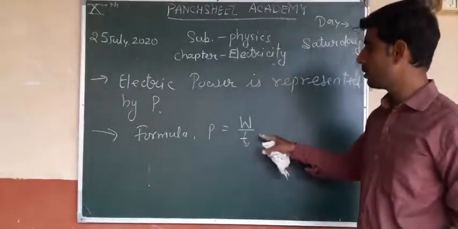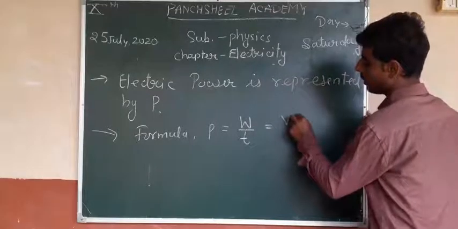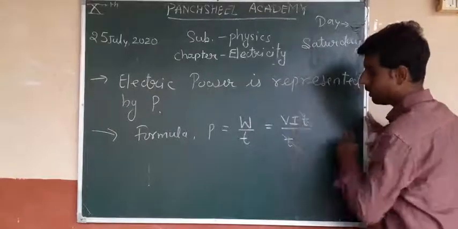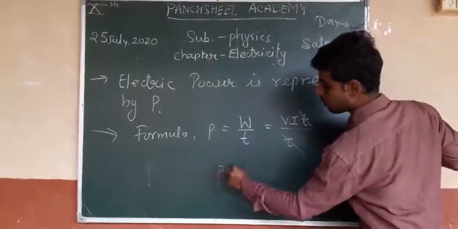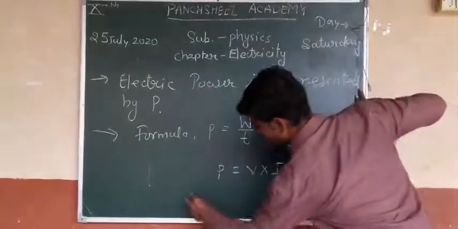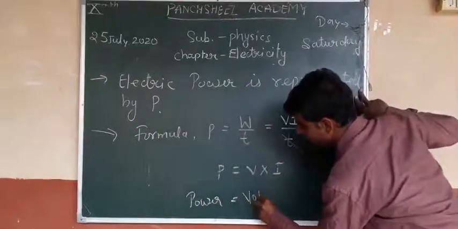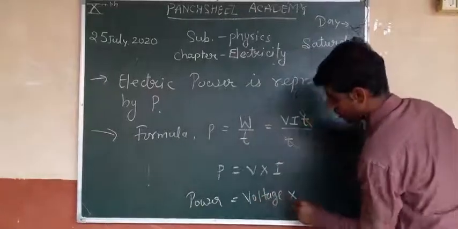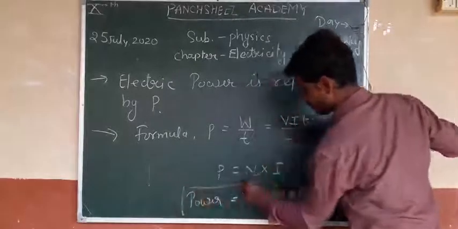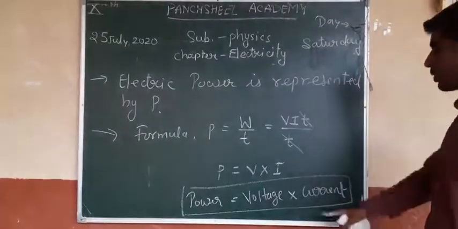W upon T. What is the value of W? That is V into I into T. So T cancels, and P equal to V into I. So what is the formula of power? Power equal to voltage into current. This is the formula of electric power: voltage into current.